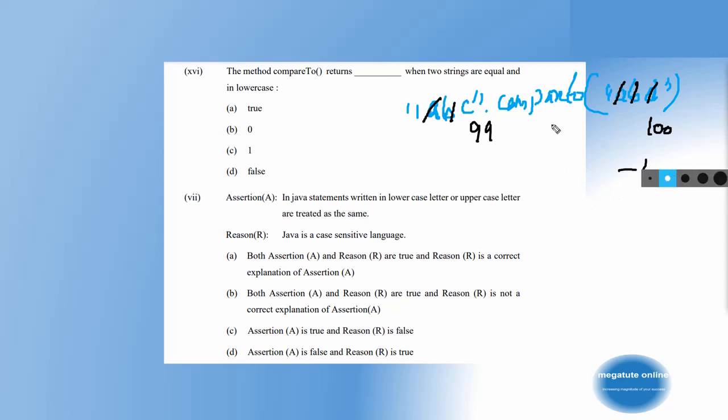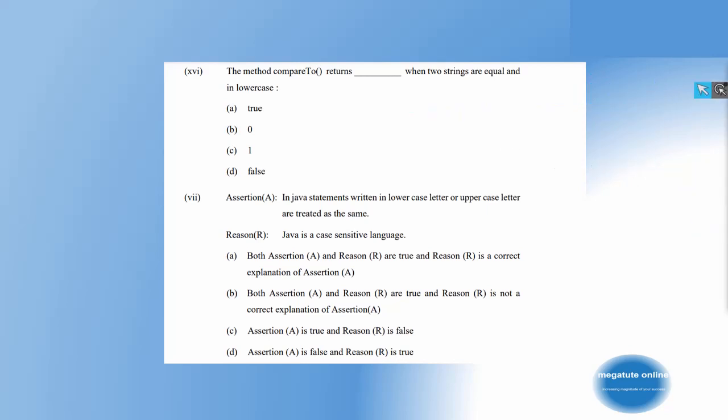But this is not the question. The question says that both strings are the same. So the second string is also ABC. When it's ABC, all letters get cancelled, and ultimately you'll get the output as 0. So the answer for this is 0.